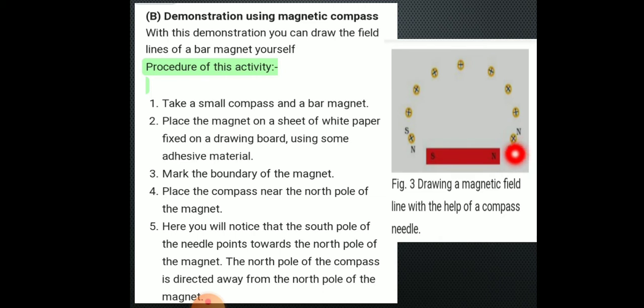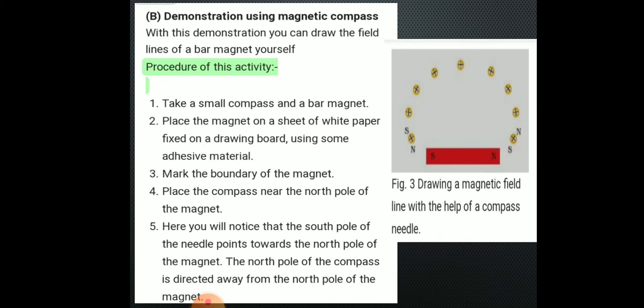There is a deflection in the magnetic compass. Here the south pole of the compass needle points towards the north pole of the magnet, and the north pole of the compass is directed away from the north pole of the magnet. You can observe there is a deflection: the south pole comes near the north pole and the north pole is pointed away.